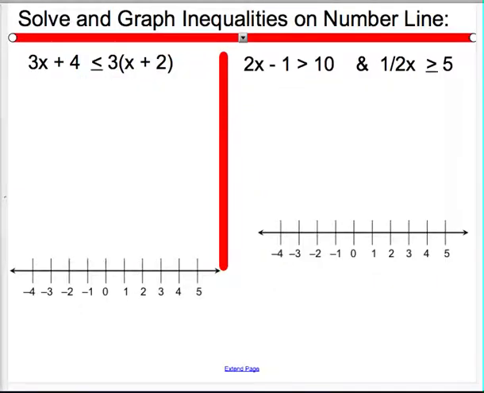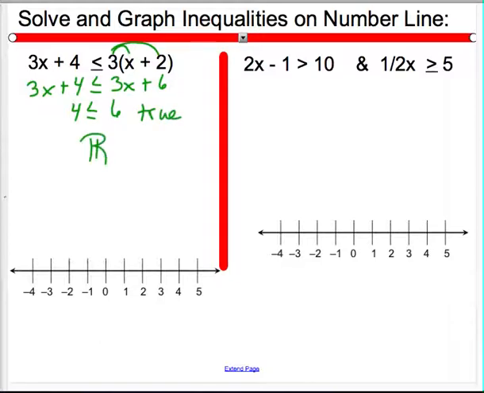For our inequalities on this one, when we distribute our 3, we get 3x plus 4 is less than or equal to 3x plus 6. Subtracting 3x from both sides, I get 4 less than or equal to 6, which is true. Since our x is canceled and we have a true statement, that means all real values will work for x. So if you're going to graph that on a number line, you would just shade the whole number line.